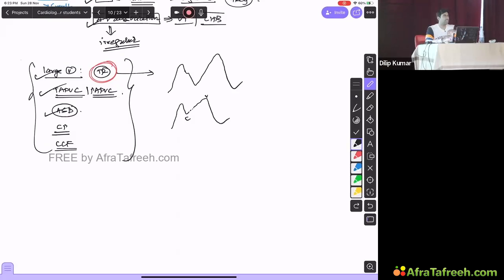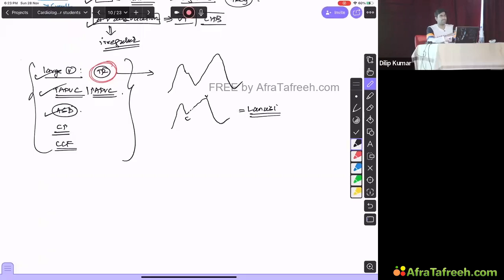That regurgitant jet is creating a large CV wave, and this can actually displace the earlobes. It can be so high that it can actually displace the earlobes. You can see earlobe pulsations with every beat because of the TR jet, and that is called Lancisi's sign. That earlobe pulsation in TR is what we call Lancisi's sign.